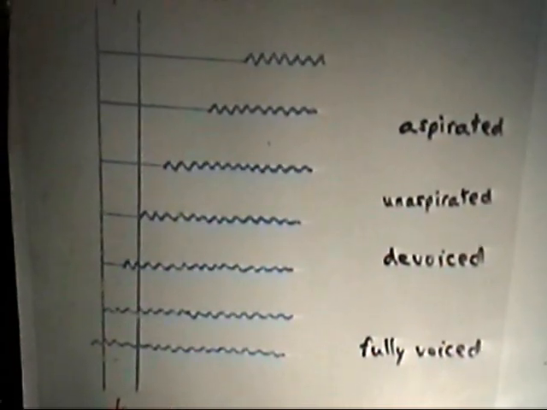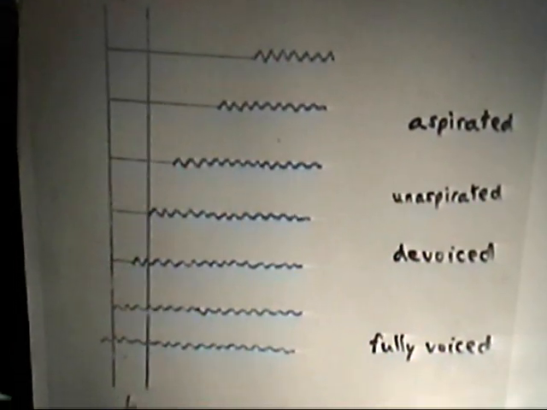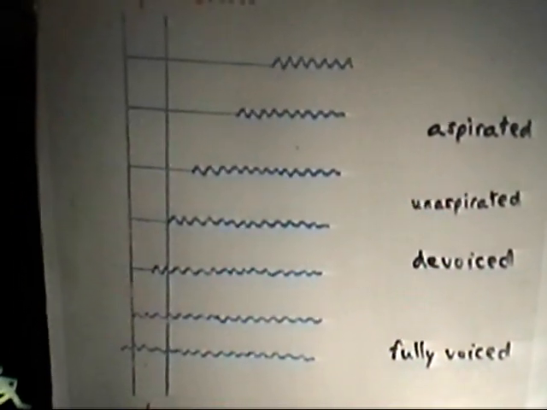And this is a continuum. This is not a sequence of absolutely discrete steps. This is a continuum of possibilities. Different languages make different use of this continuum of possibilities.